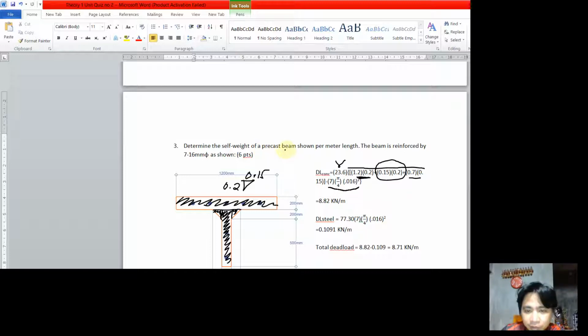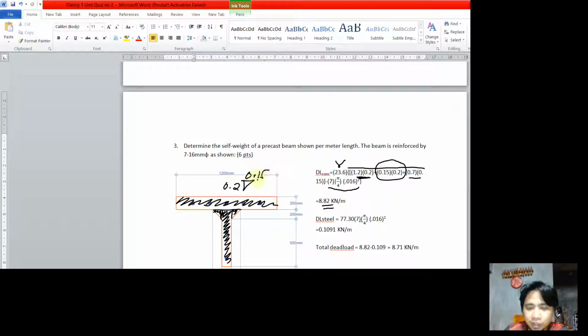millimeter diameter. Okay, so by that, multiplying it by the gamma times the volume, we'll be having 8.82. So I should say this is an area, the cross-sectional area minus the cross-sectional area of the rods, or 7 pieces. Okay, so we have here 8.82 kilonewton per meter.